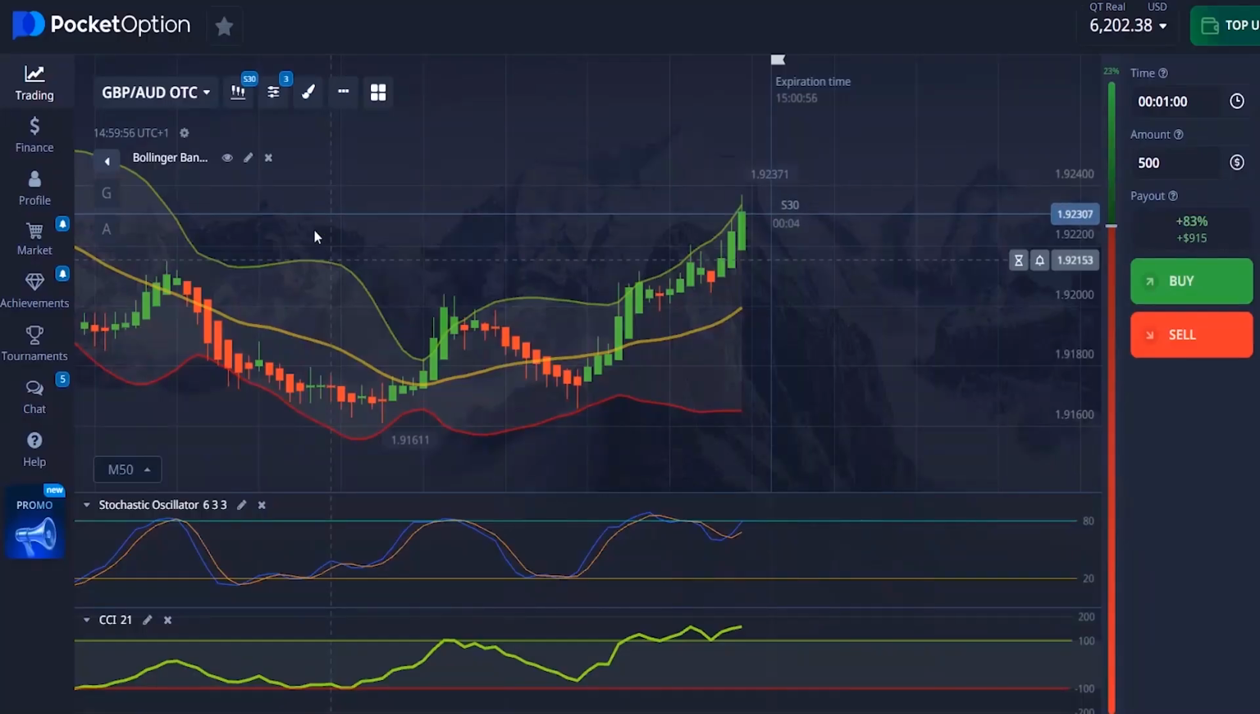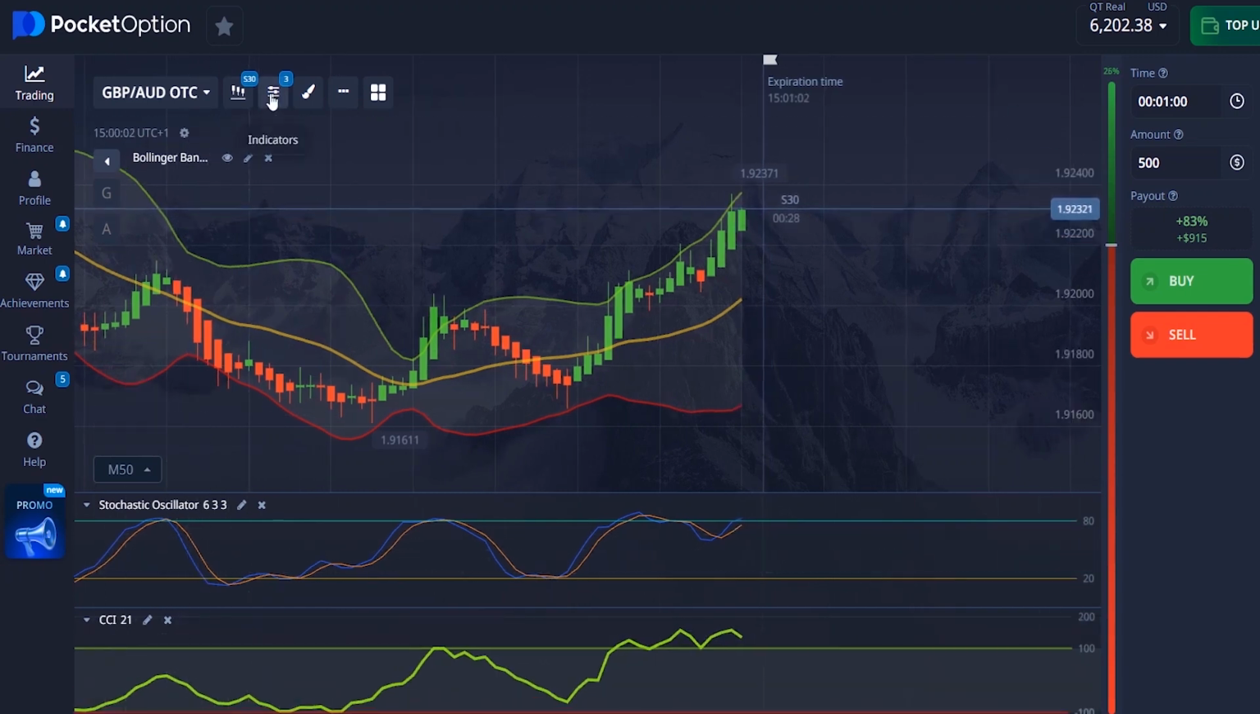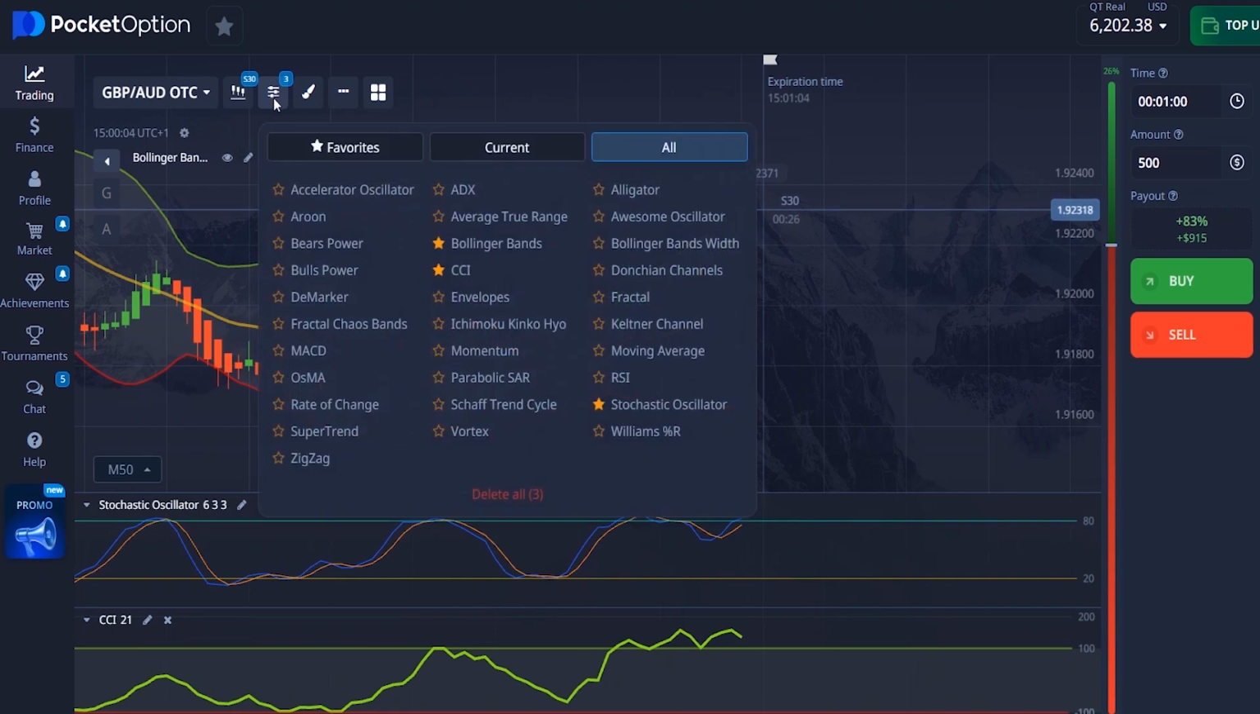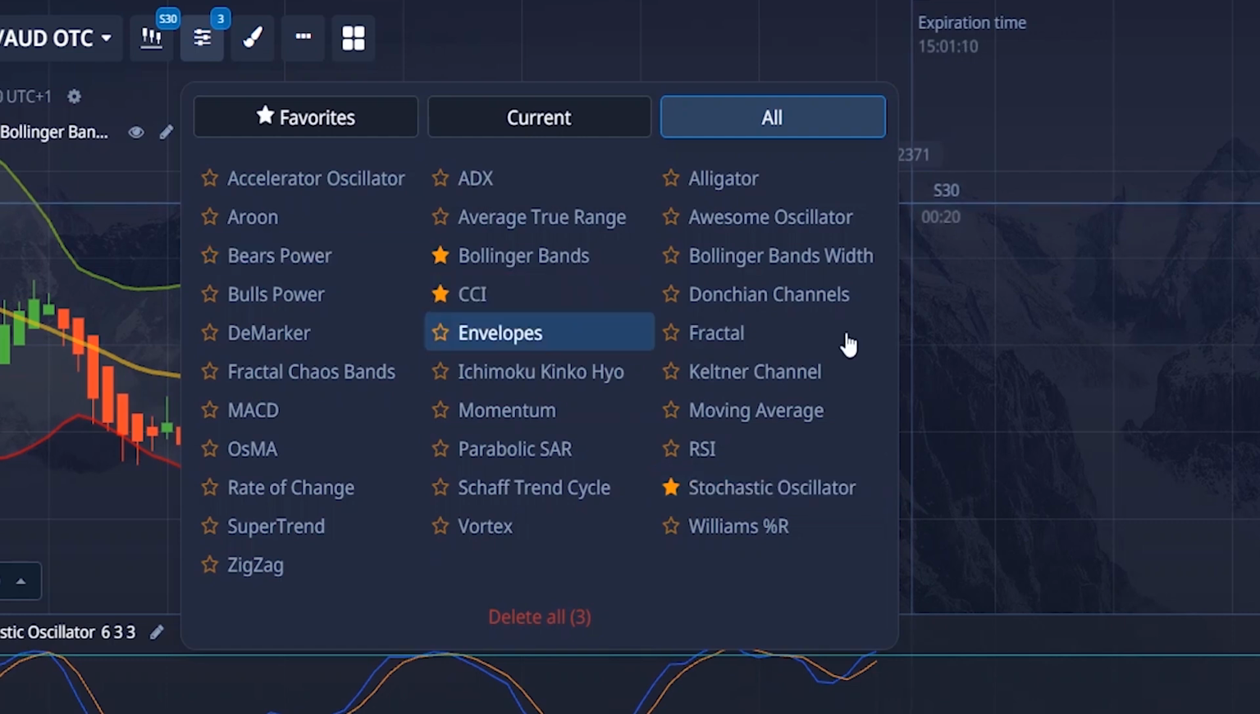Right here on the chart, I'm going to be using Bollinger Band indicator, Stochastic Oscillator and CCI indicator. So I'm going to come over to the indicator section right here. So this is Bollinger Band indicator, this is Stochastic Oscillator and this is CCI indicator.